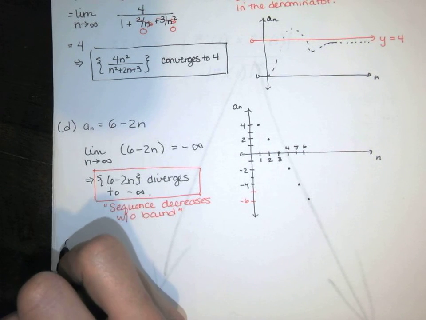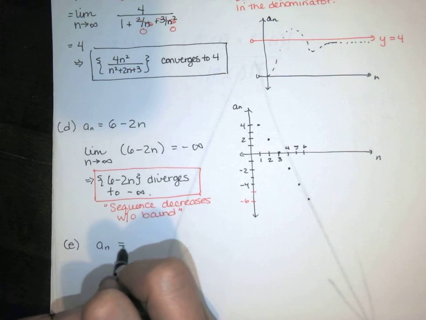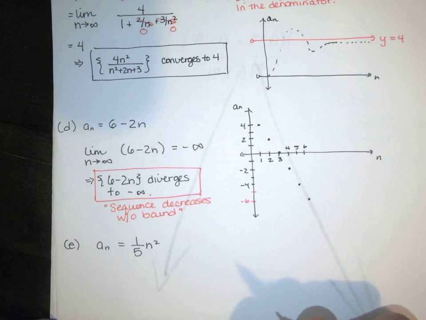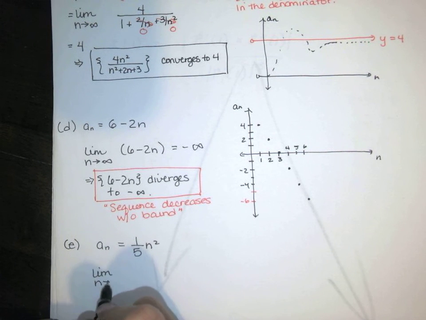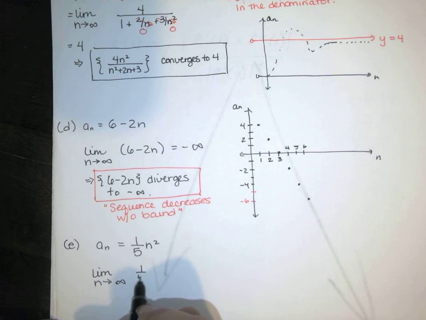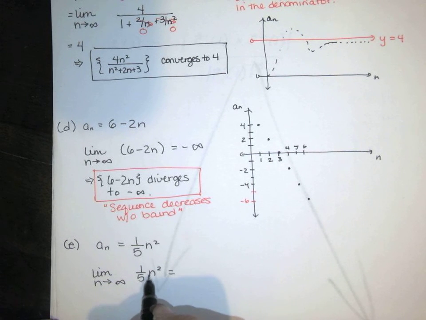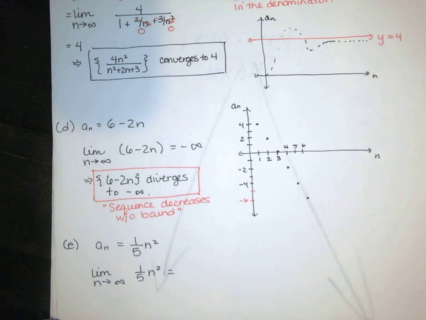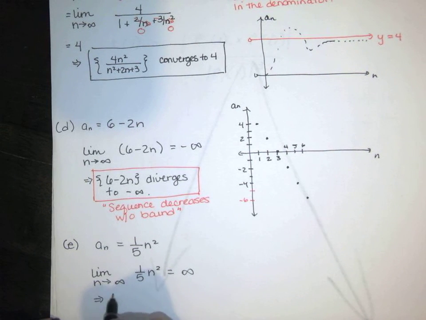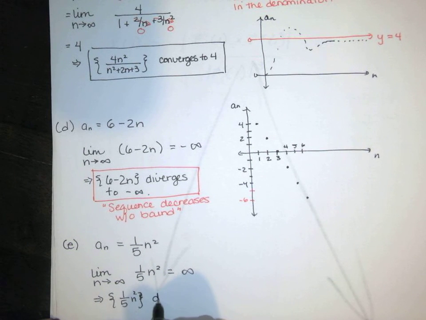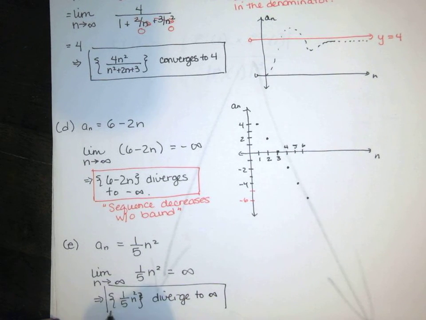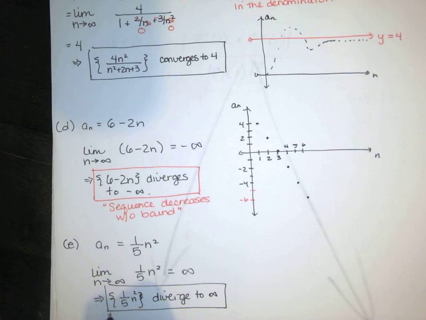Here's one that increases without bound. Let's say you've got 1/5 n squared. Well, as n goes to infinity, obviously a large number squared is a large number. Multiplying by 1/5 makes it a fifth as large, but it's still large. So we get infinity. So this sequence diverges to positive infinity, and we say this sequence increases without bound.